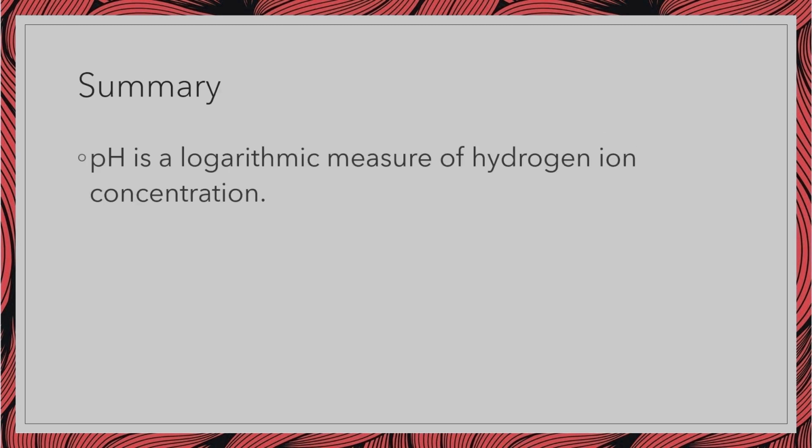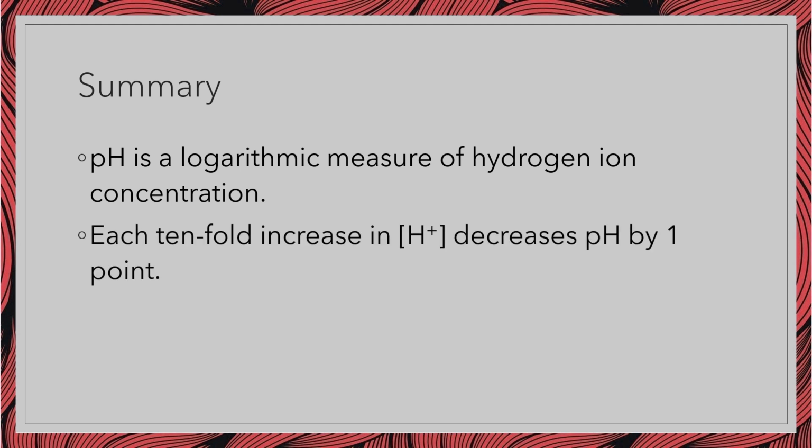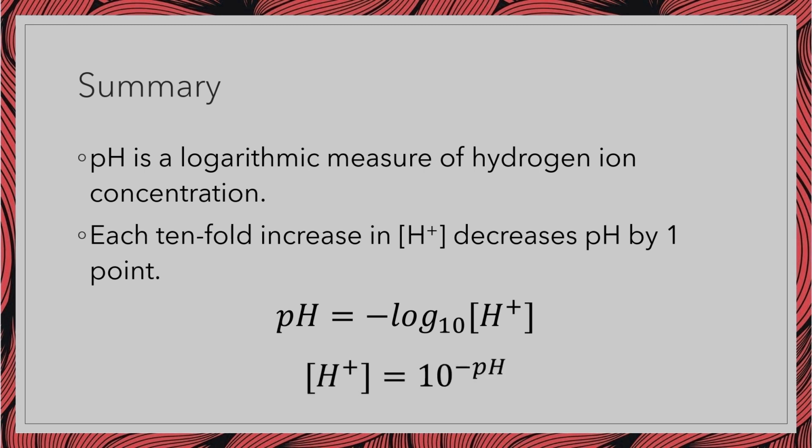So, summary for today. pH is a logarithmic measure of hydrogen ion concentration. Each tenfold increase in hydrogen ion concentration decreases pH by 1 point. Our pH formula that is on our formula sheet is negative log 10 of hydrogen ion concentration. And hydrogen ion concentration is 10 to the negative pH.